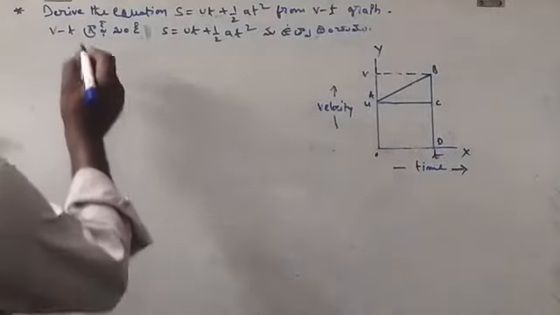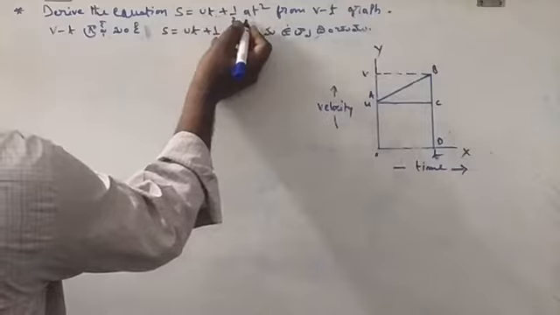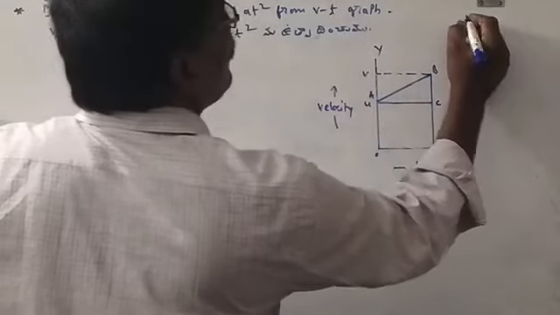Next one, derive the equation S is equal to ut plus half at square from Vt graph. 4 marks.